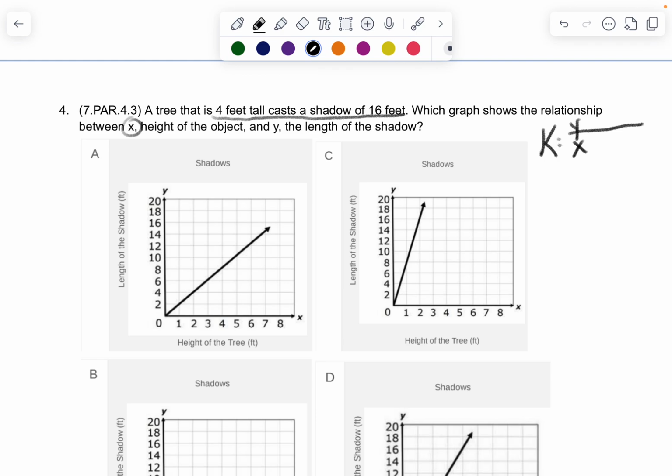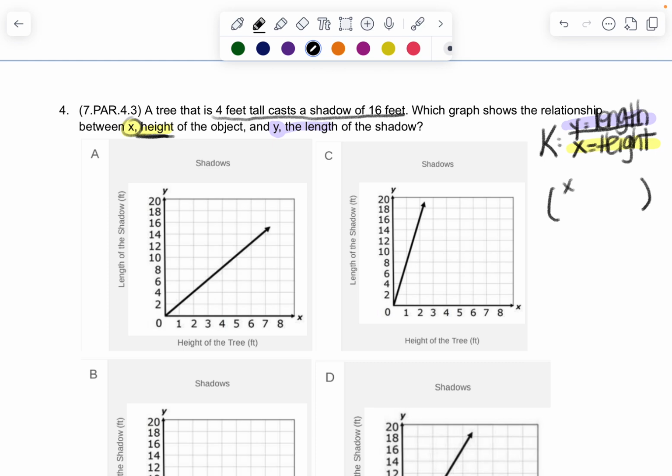Between X, the height. So the height is X. So X is going to be my height. And the length is, and that's important, you got to pull that out of there. X is the height and Y is the length. You need that because we're actually going to set up an ordered pair. We're going to set up an XY ordered pair.